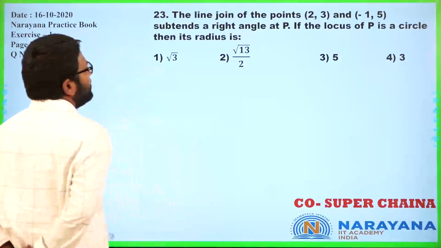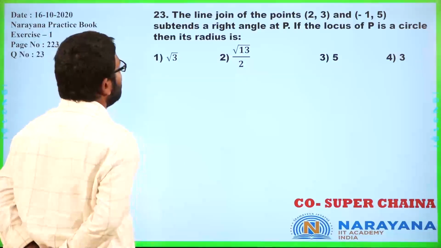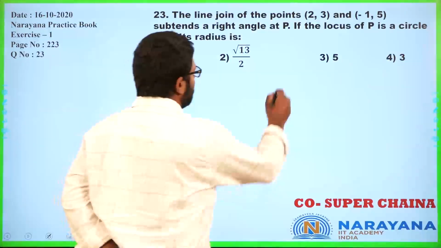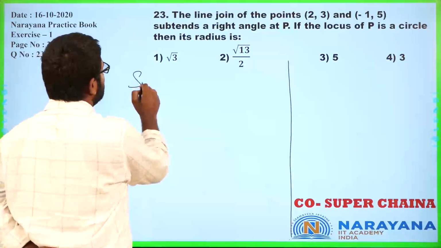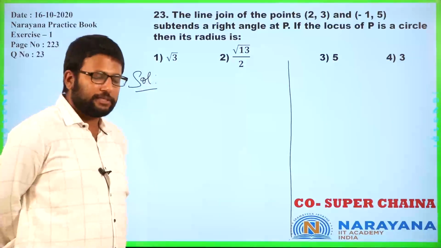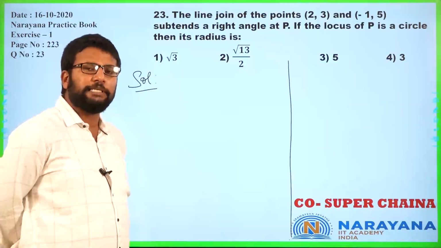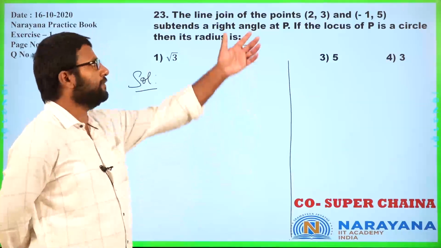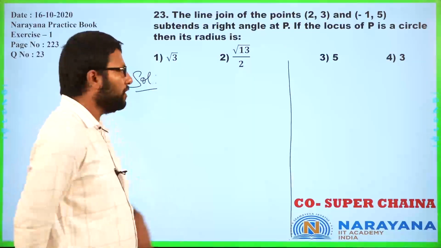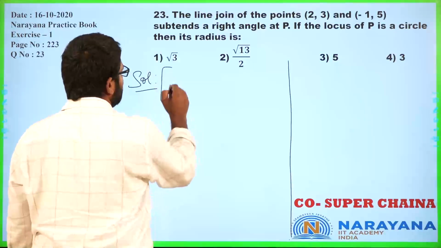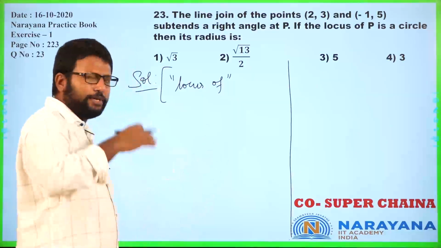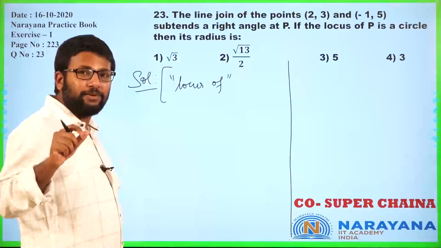The line joining the points (2, 3) and (-1, 5) subtends a right angle at P. If the locus of P is a circle, then what is the radius? Alright. First of all, what is locus? Locus is a very important concept that you are going to do in much detail later. Right now, because I found a question, I thought let us just understand the basics and you will be able to solve it. I am not going into the detail of what is locus, I am just telling you how to work with that question.